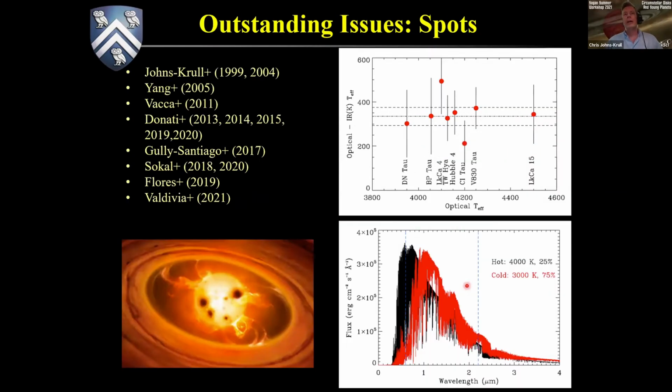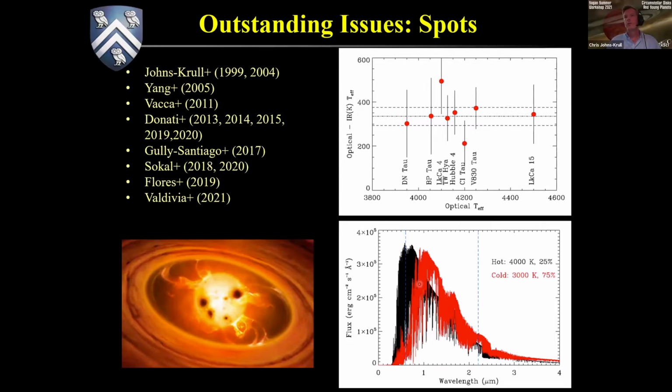So what are some of the outstanding issues? I was asked to think about these, and I think one of the main issues, just from the observational perspective, is the spots. We know that these young stars have very large star spots on them, and that manifests itself in a number of ways. If you look at detailed optical spectroscopic studies to determine, say, the effective temperature and compare it to infrared studies, generally speaking, the infrared studies find about 300 degrees cooler for the effective temperature.